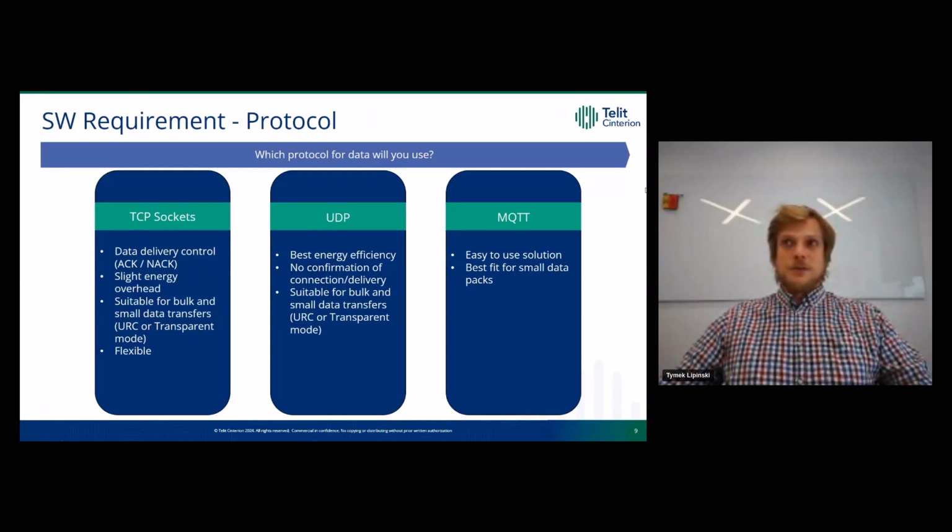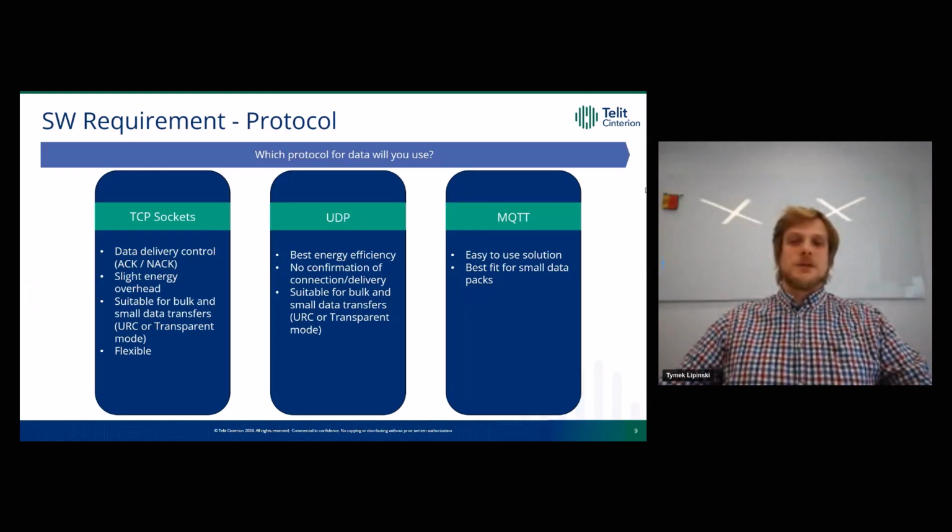If we need data confirmation about delivery and acknowledgement, then TCP is the one to go with. It has a very slight energy overhead because if the packet is not acknowledged by the server or vice versa, the packet will be re-uploaded to the network. It's really suitable for bulk and small data transfers using unsolicited result code or transparent mode on the module, depending on how much data you're sending. It's really flexible because on top of TCP sockets, you can implement your own external protocol for whatever you need.